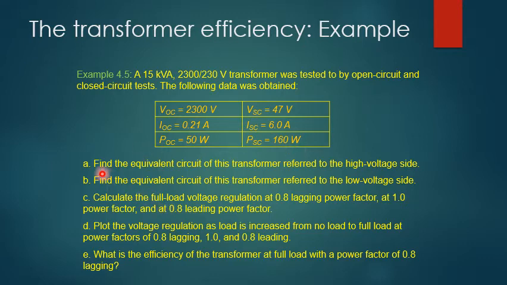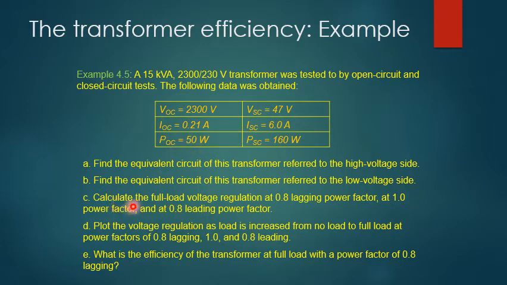What they want us to do is to find the equivalent circuit of this transformer referred to the high voltage side first, and then from the low voltage side. As we did in the classroom in earlier lectures, we solved the equivalent circuit from the primary side as well as from the secondary side. So they want us to repeat this process for this practical example.